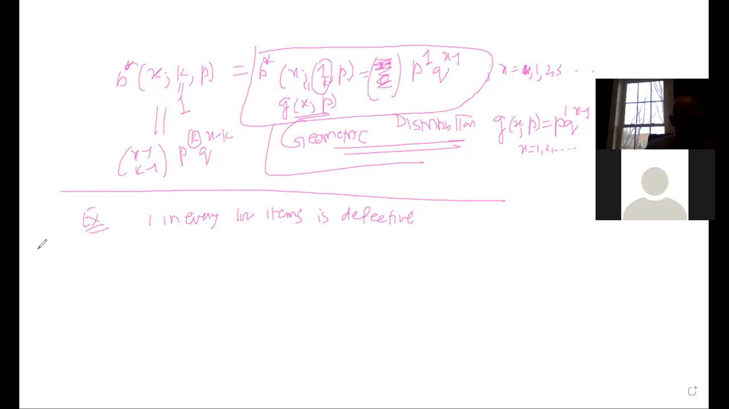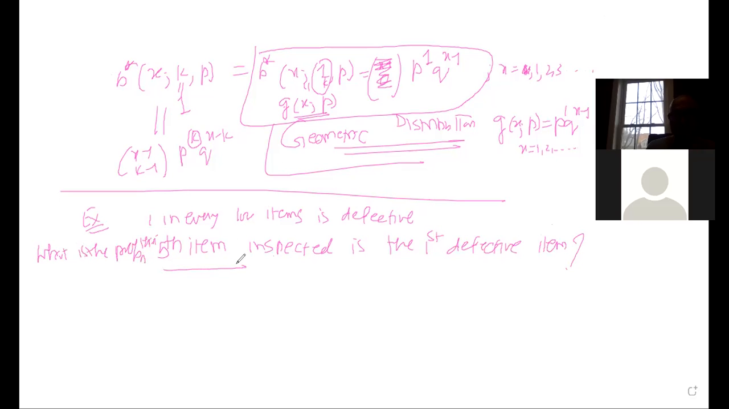What is the probability that the fifth item inspected is the first defective item? That means my x is equal to 5. You can see over here, my x is equal to 5, and my probability is 1 out of 100, that is equal to 0.01. Am I right? Because one in 100 items is defective.